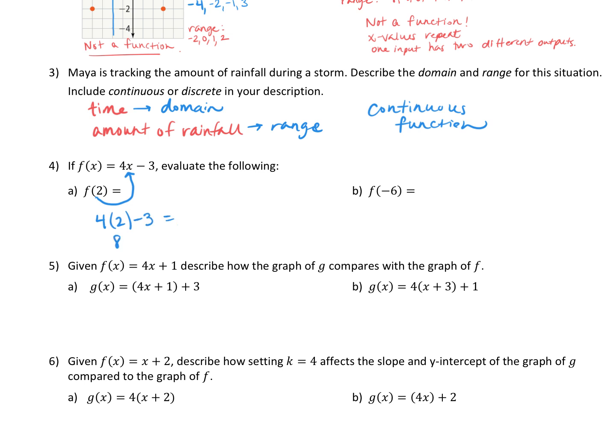4 times 2 is 8. 8 minus 3 gives us 5. So f of 2, we're evaluating the function when x is 2, equals 5.